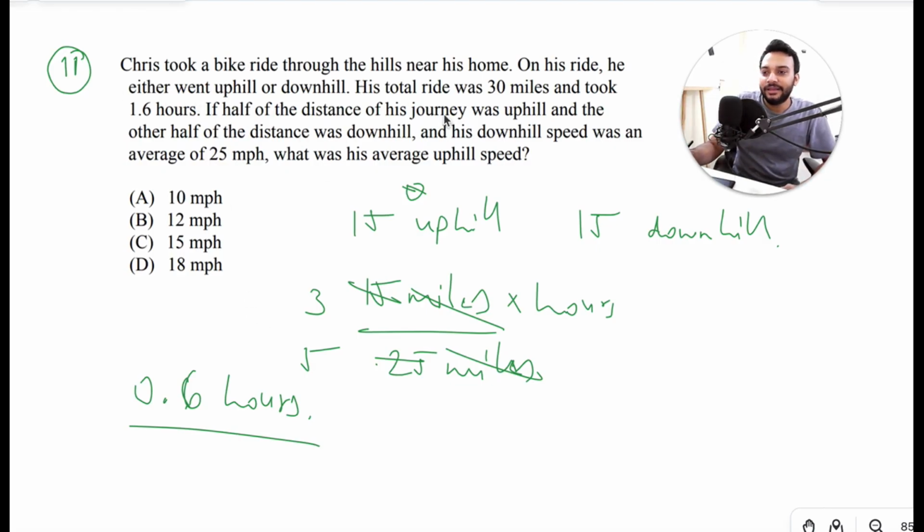So the speed is equal to distance upon time. Speed is distance, 15 miles, upon 1 hour, which is 15 miles per hour. Option C. That is a great one. Okay.